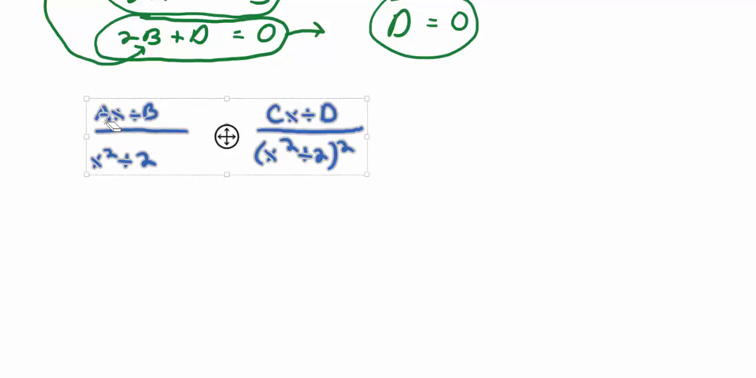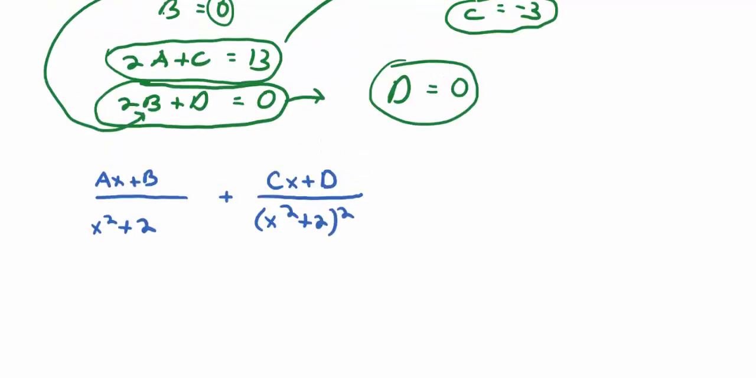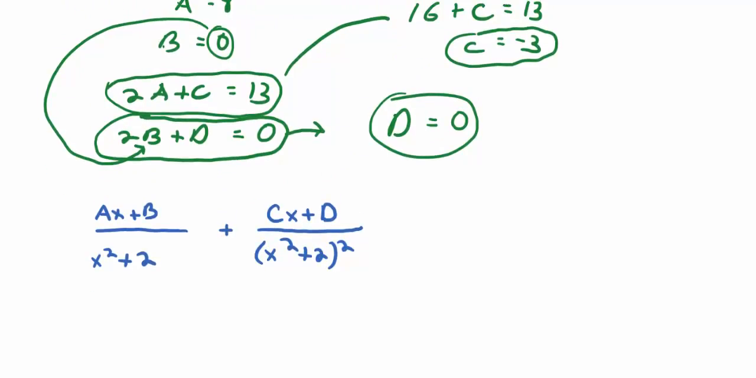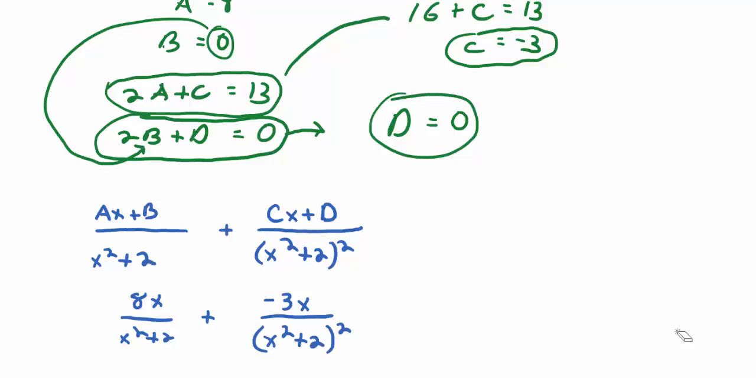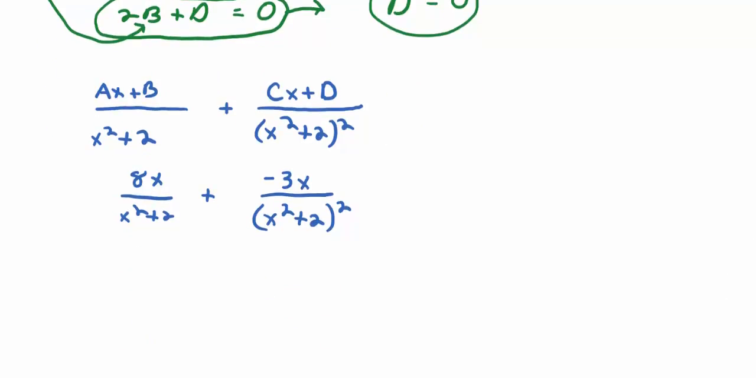So here we go. All right, so fill it in. This is the decomposition. Do we have all of them in sight? Yeah, okay. So fill it in. What do we get? 8x, so b turned out to be 0. That's fine. Over x squared plus 2, plus -3x plus d, which is 0, over x squared plus 2 quantity squared. Okay. And that's it.